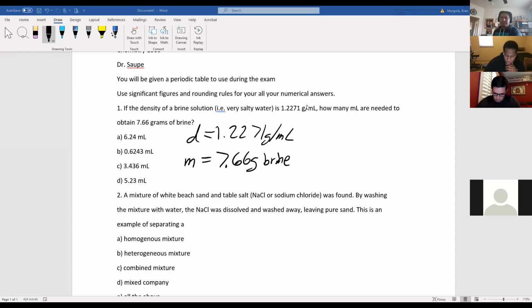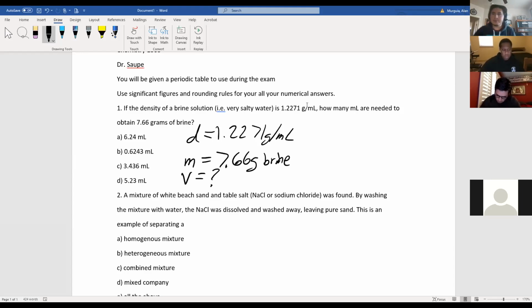Now that we have the information from the problem, what's the first thing I can do? Because it's asking us for a volume, right? So we're missing a volume. Let's write that down underneath what we know. We're given density and we're given mass for brine. So what can I do to start going towards milliliters? What can I do to find my volume given the information I have? Do you guys have any ideas?